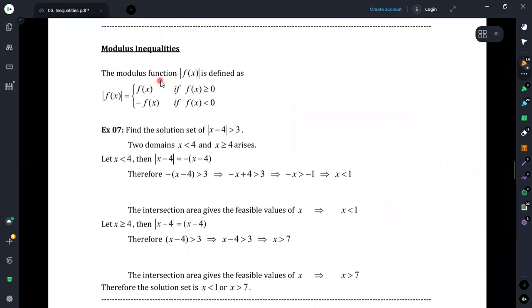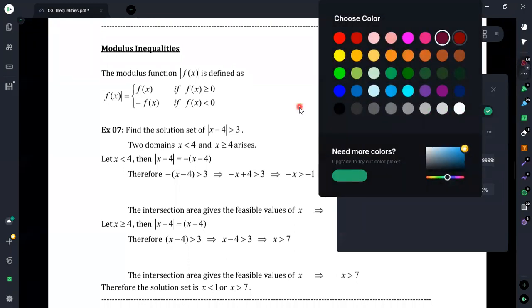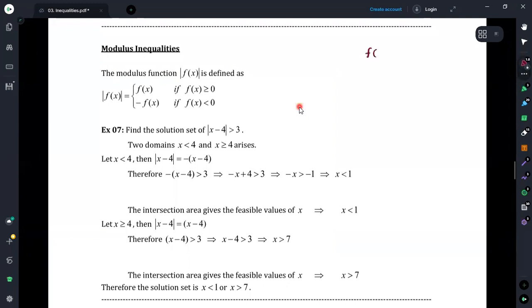Here we can see the modulus function. Suppose you have a function f(x), and you take the modulus of this function. We denote it by this notation and call it the modulus of f(x), and it can be defined as a piecewise function in this format. If f(x) is greater than or equal to 0, it is equal to f(x), or else if f(x) is less than 0, we get minus f(x).